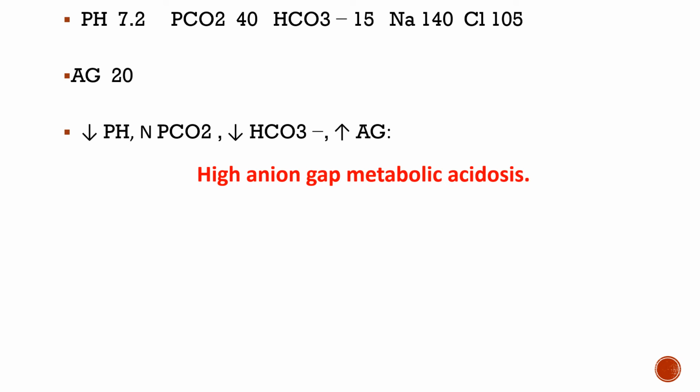Let's look at the next example. pH is 7.2 and CO2 is 40 and bicarbonate is 15. Okay. So the pH is low and the bicarbonate is low. And we can calculate the anion gap. It will be the same, 20. So this is high anion gap metabolic acidosis.